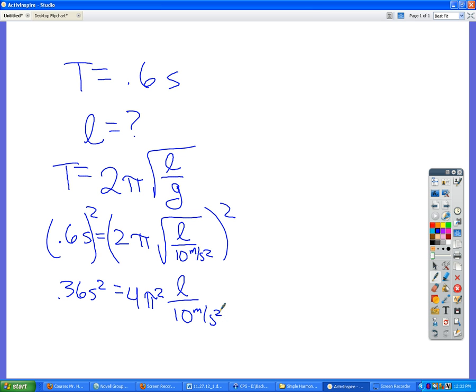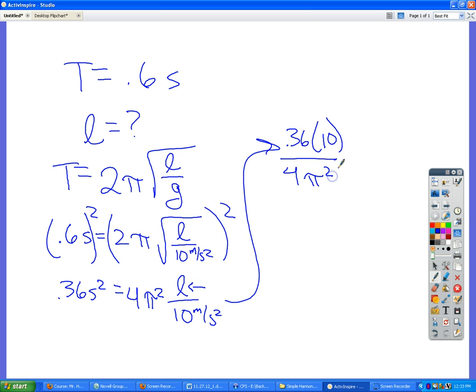Next thing I need to do is go ahead and rearrange my equation so that I have L by itself. So I'm going to divide both sides by 4 pi squared and multiply both sides by 10. From here, I'm just going to move over. I get 0.36, and I'll multiply that by 10 and divide that by 4 times pi squared, and that should be equal to L. At this point, we go ahead and do all our math, and we end up with a length of 0.09 meters. And that is the end of examples 4, 5, and 6 for the second section.